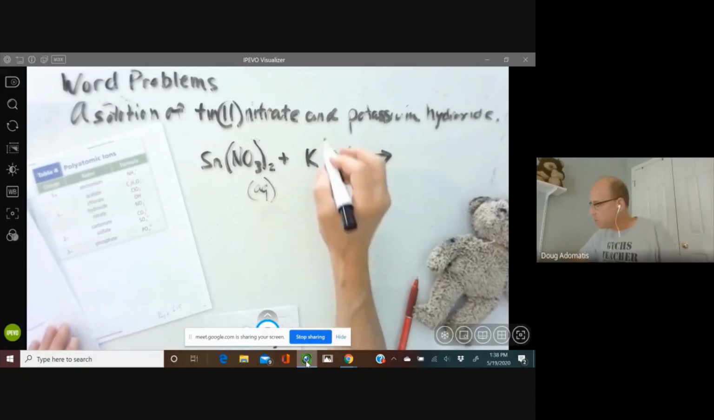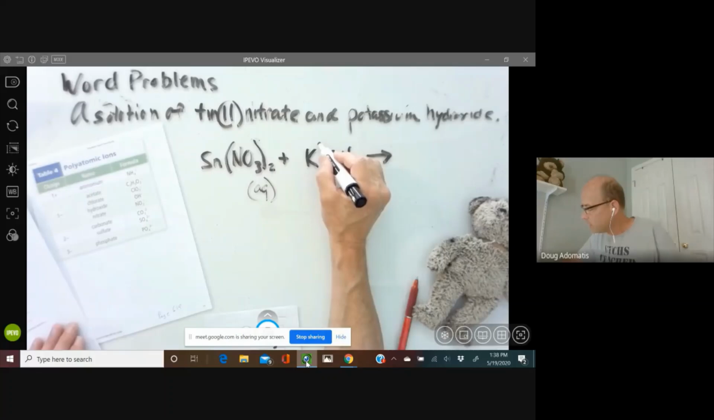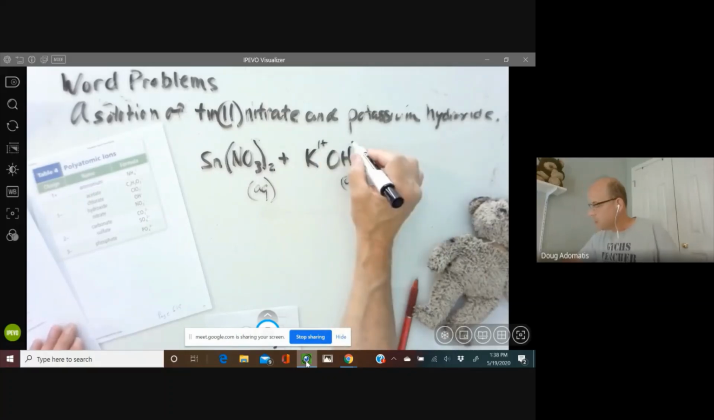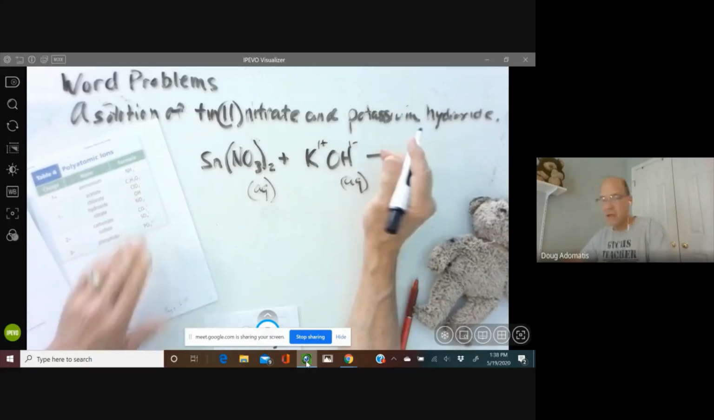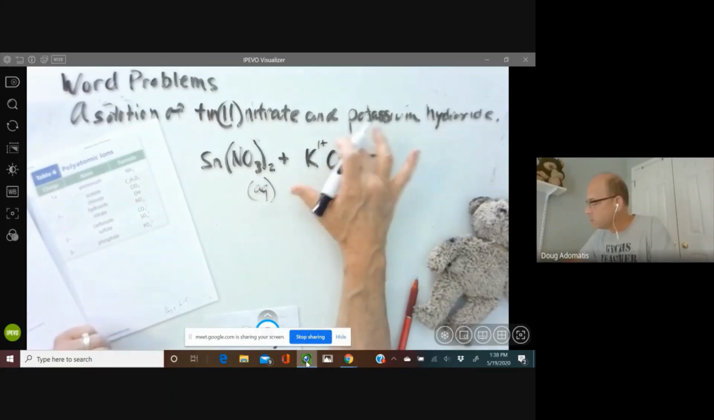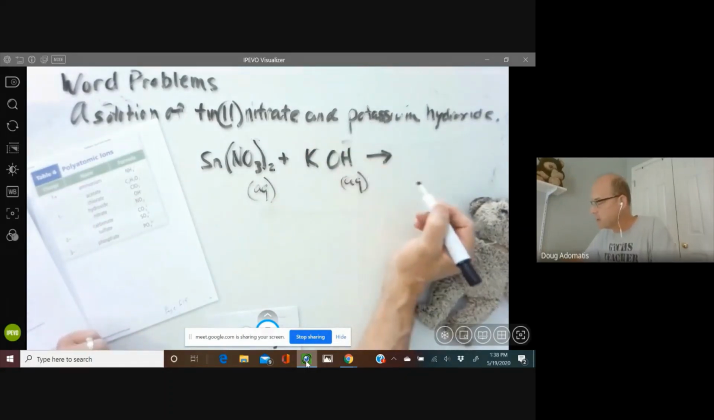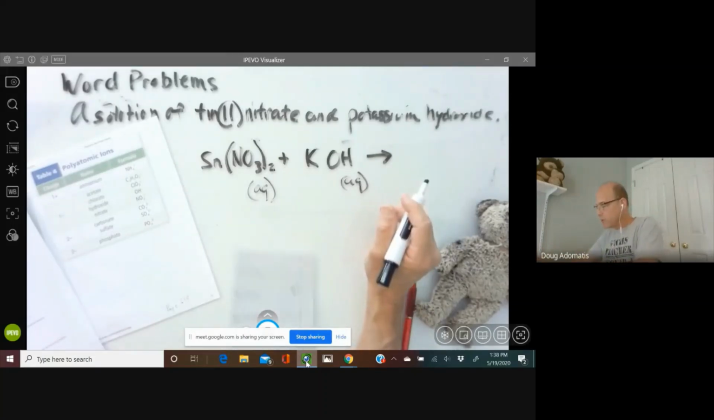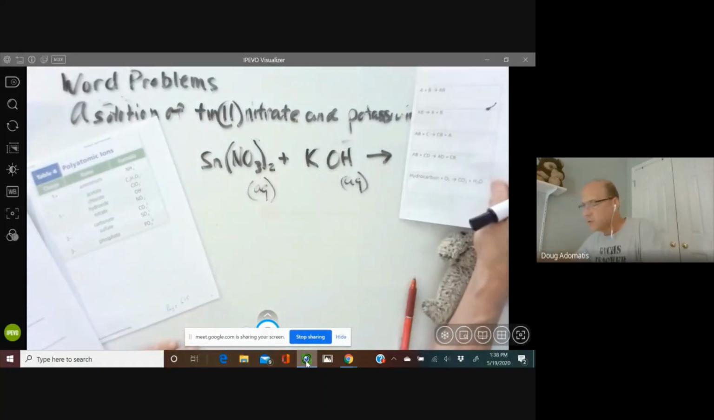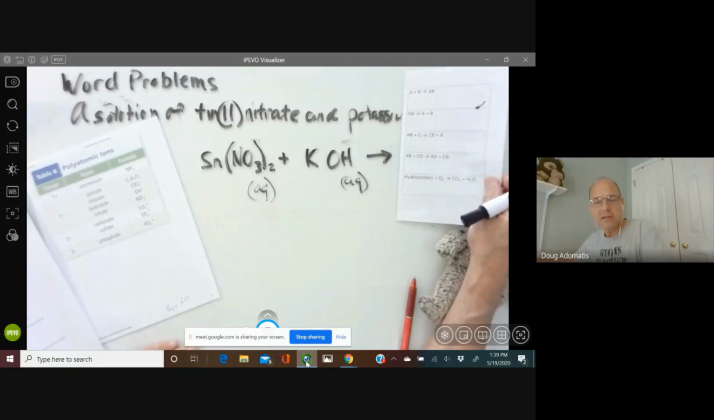Now then, KOH, the oxidation number for potassium is a 1 plus, and the oxidation number for the polyatomic hydroxide ion is a 1 minus. Match made in heaven, those two cancel out. I don't need any subscripts there. This is the proper formation of the reactants. Now we need to do some prediction. All right? So what does that one look like?